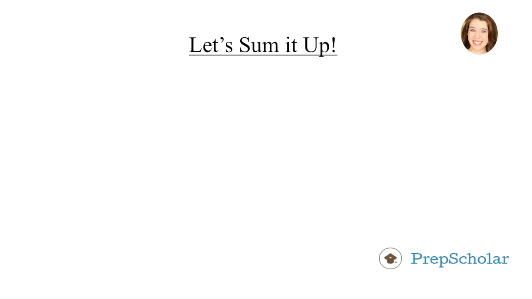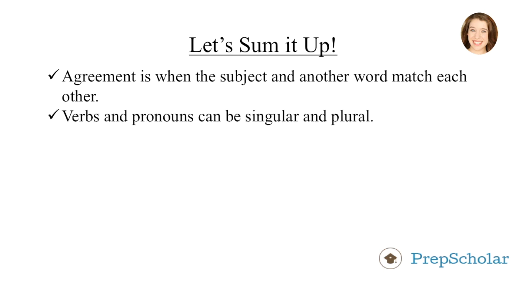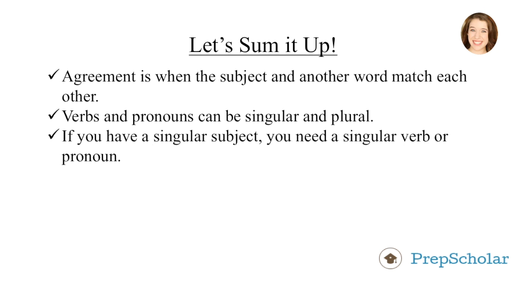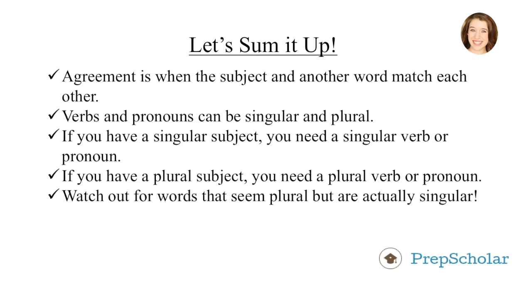All right, let's sum it all up. Agreement is when the subject and another word match each other. Verbs and pronouns, those other words that have to match the subject, can be singular, refer to one thing, or plural, refer to multiple things. If you have a singular subject, you need a singular verb or pronoun. That's matching. If you have a plural subject, you need a plural verb or pronoun. Watch out for words that seem plural but are actually singular, right? You want to ask if you're dealing with one thing or many things.